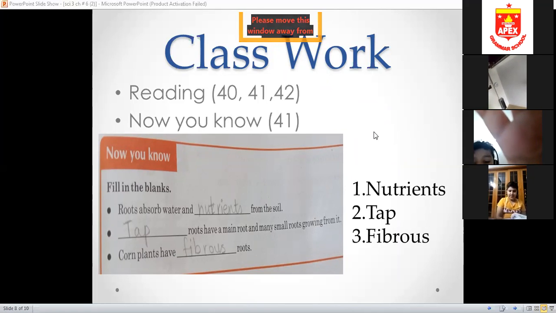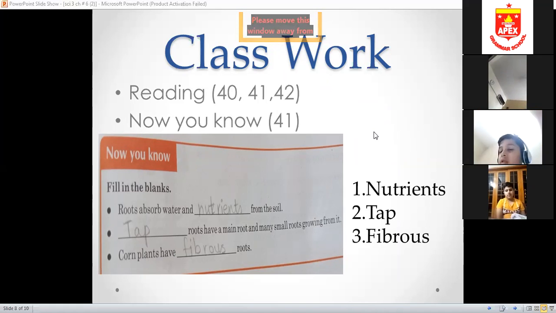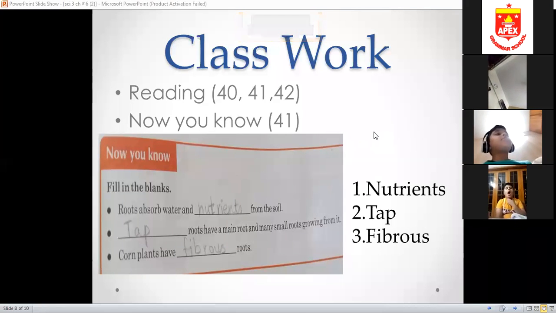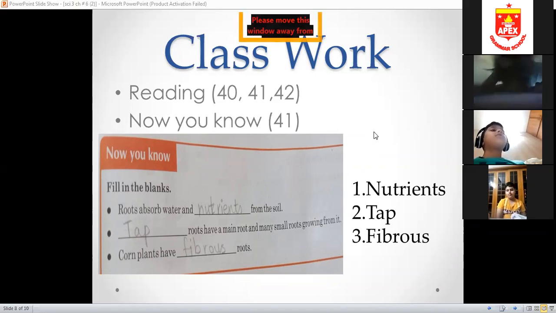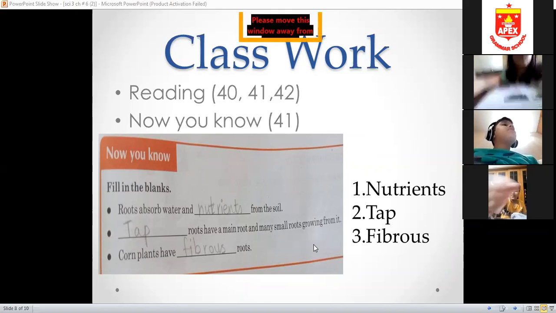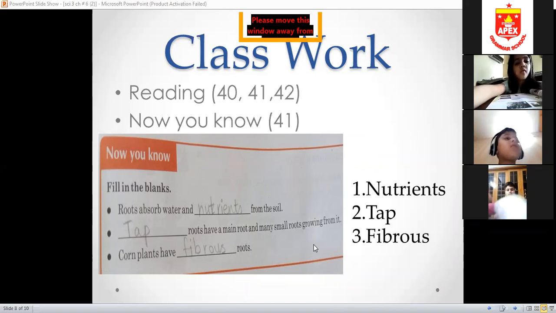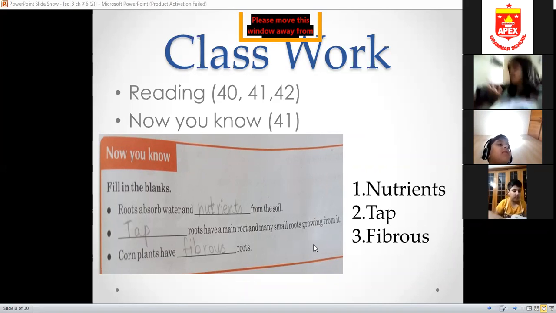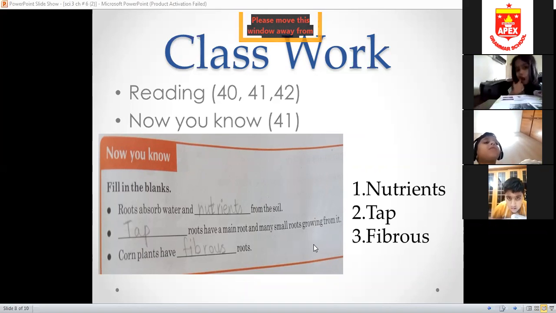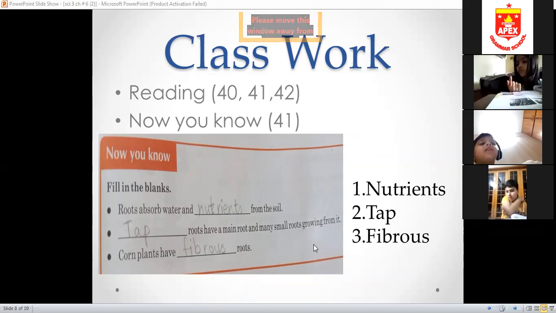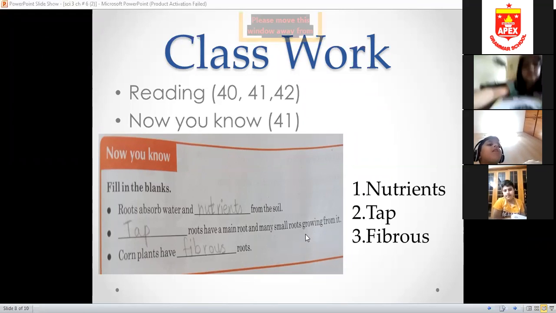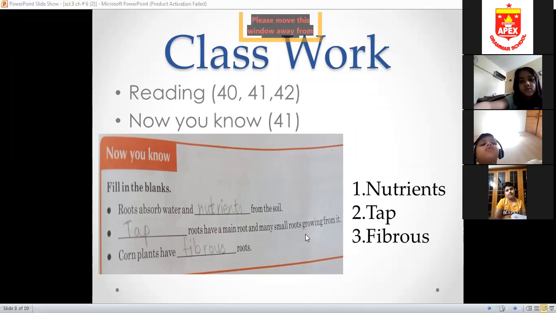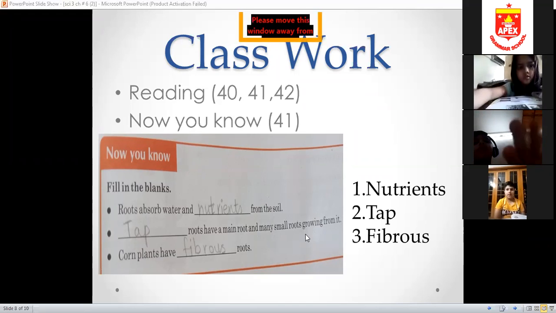Now turn to page number 42 and read the importance of stem. The stem supports branches which carry leaves, flowers and fruits. The stem carries water and nutrients absorbed by the roots to other parts of the plant. The stem also carries food made by the leaves to all other parts of the plant. Stems of some plants like potato and sugarcane store food.